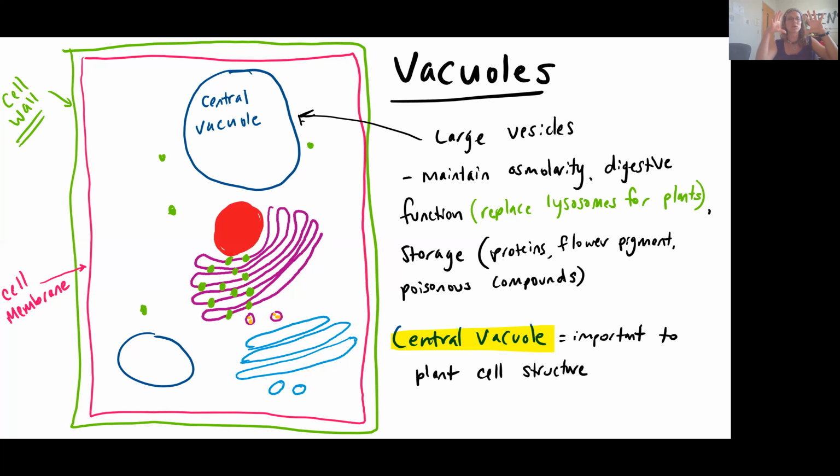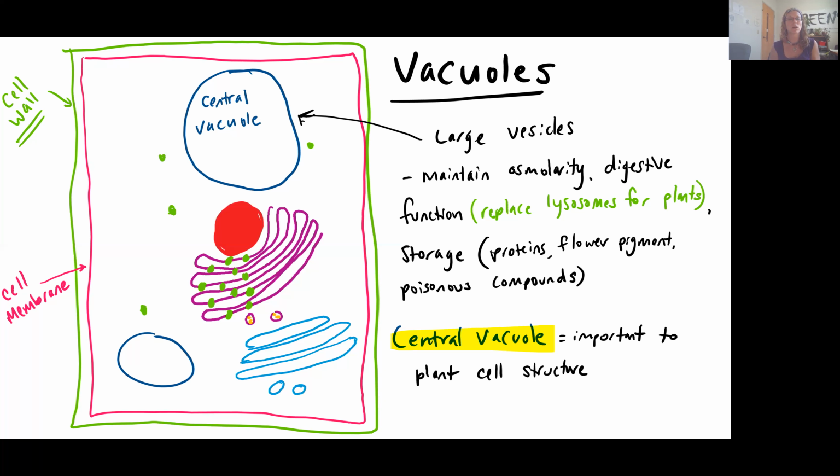Plant cells will all have this really big vacuole called a central vacuole, and then there can be other vacuoles throughout. The other thing to note here is that plant cells have vacuoles that are acting like lysosomes in our animal cells. So we see that the vacuole basically is replacing the lysosome. So that's why plant cells don't have a lysosome. The vacuole is going to do lots of things.